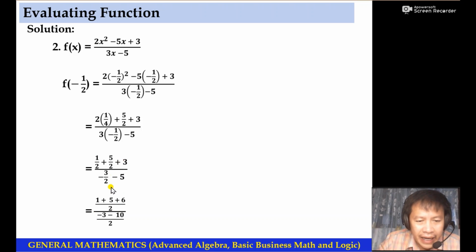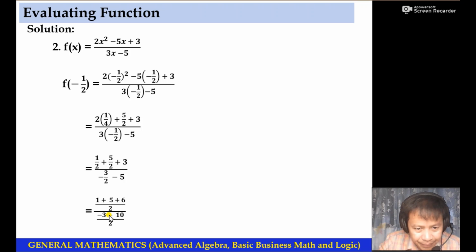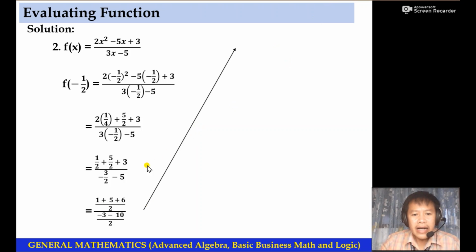Okay. Then, you are going to look for the LCD of the denominator. What is the LCD? Because you have 1 here. 1 times 2 is equal to 2. That is the LCD. 2 divided by 2 is 1. 1 times negative 3 is negative 3. Then 2 divided by 1 is equal to 2 times 5 is 10, and that is negative. Then after that, okay, we are going to simplify.